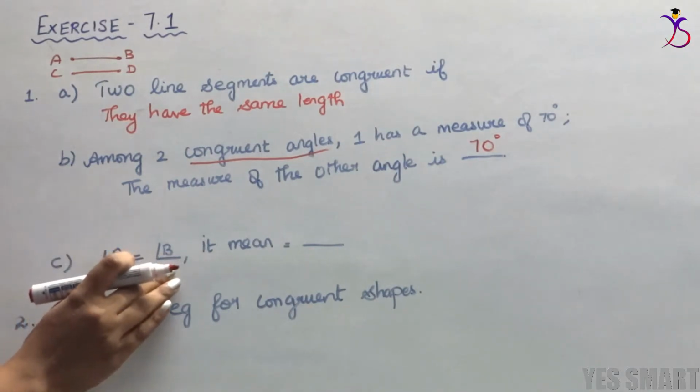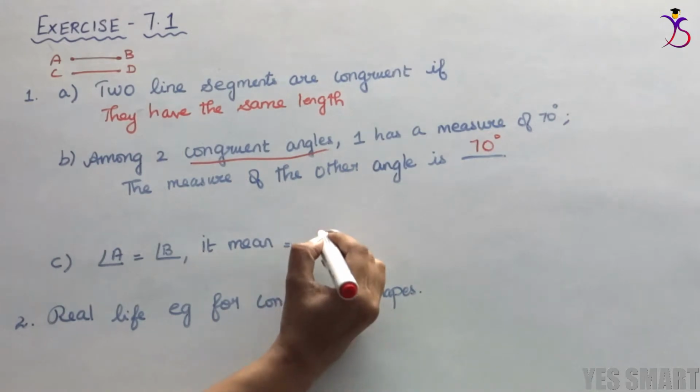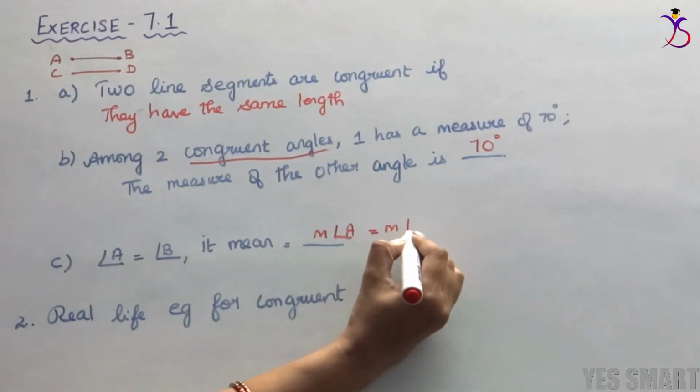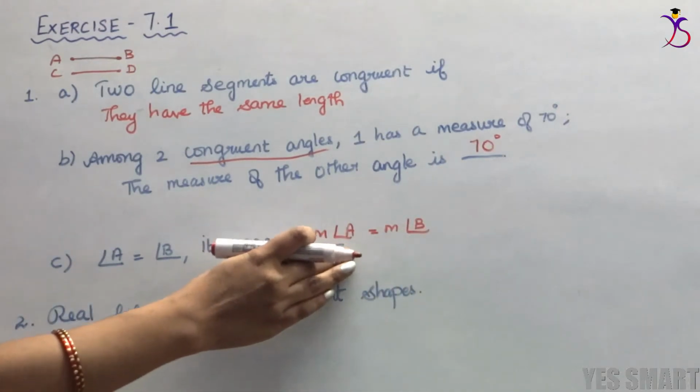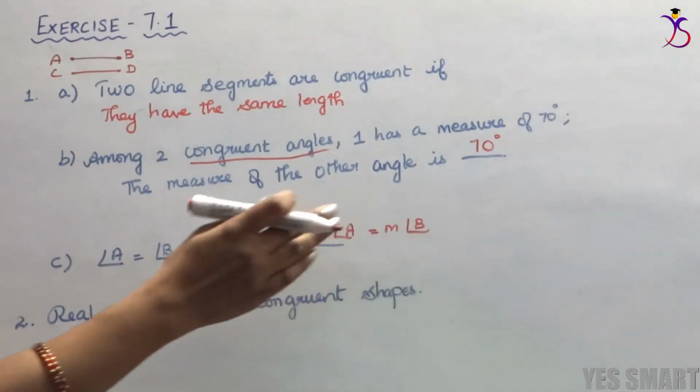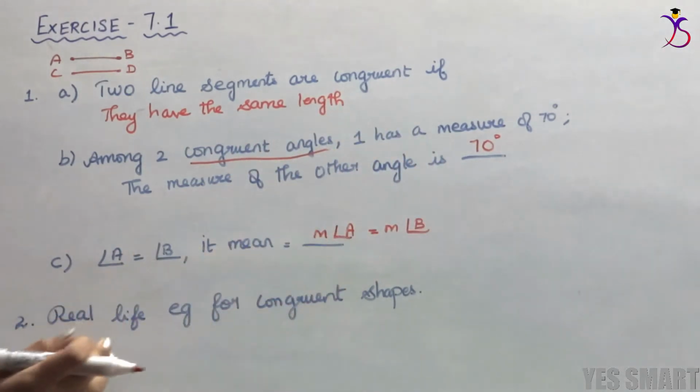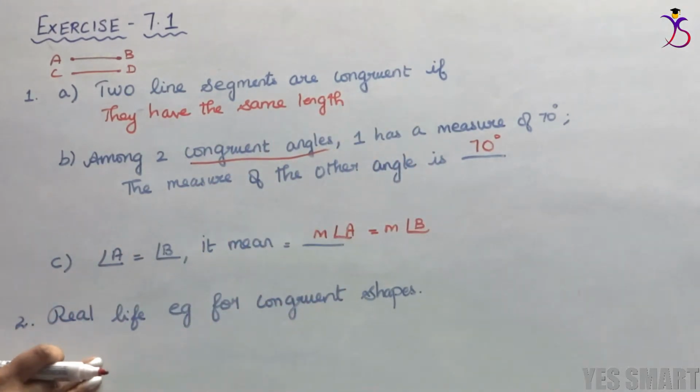C question. Angle A equal to angle B, it means dash. So this explains to us that the measure of angle A is equal to the measure of angle B. Meaning, if angle A equals angle B, then the measures are the same. For example, if angle A is 70 degrees, B is also 70 degrees. If angle A equals 50 degrees, B is also 50 degrees. When it is said that angle A equals angle B, it means the measure of both the angles is the same.